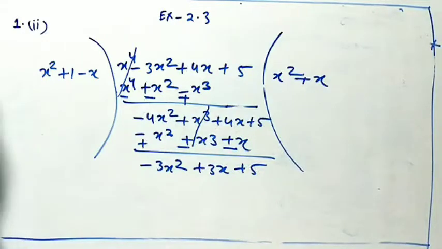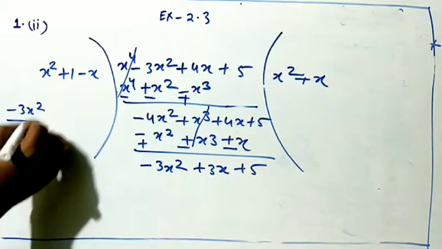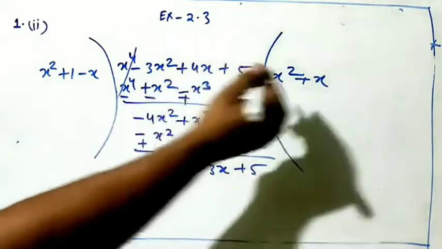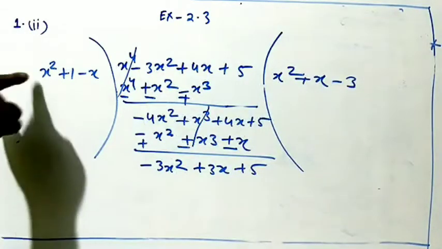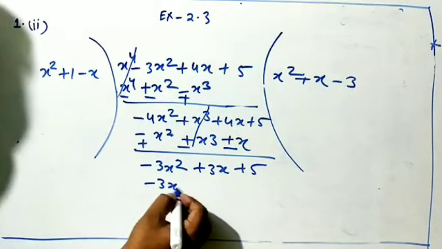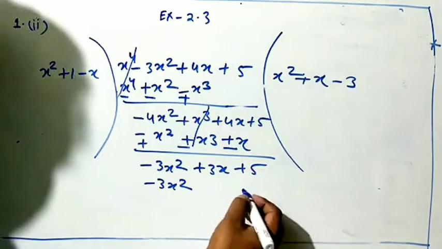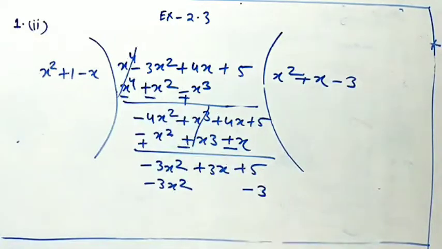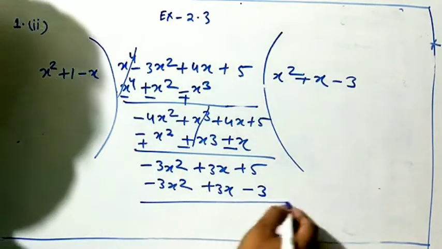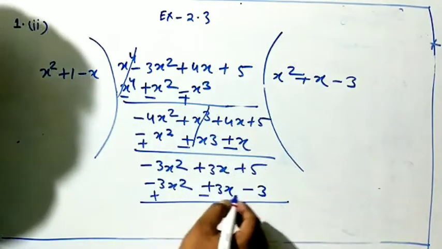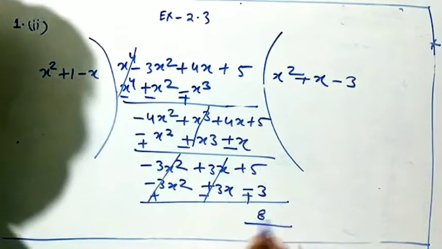Now the highest degree term is minus 3x square, and dividing by x square, it will cancel to minus 3. Write down minus 3 here. Minus 3 multiplied by all the terms in the divisor: minus 3 multiplied by x square is minus 3x square, minus 3 multiplied by 1 is minus 3, and minus 3 multiplied by minus x is plus 3x. Change the sign, it will be cancelled, and this will be 8.